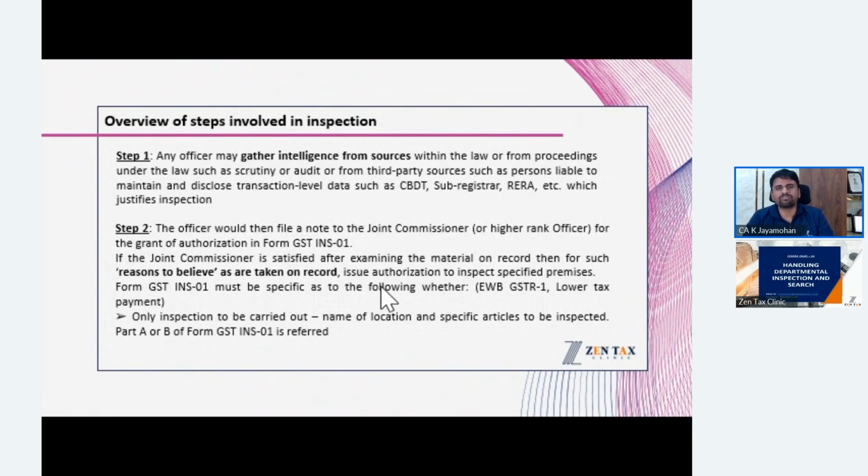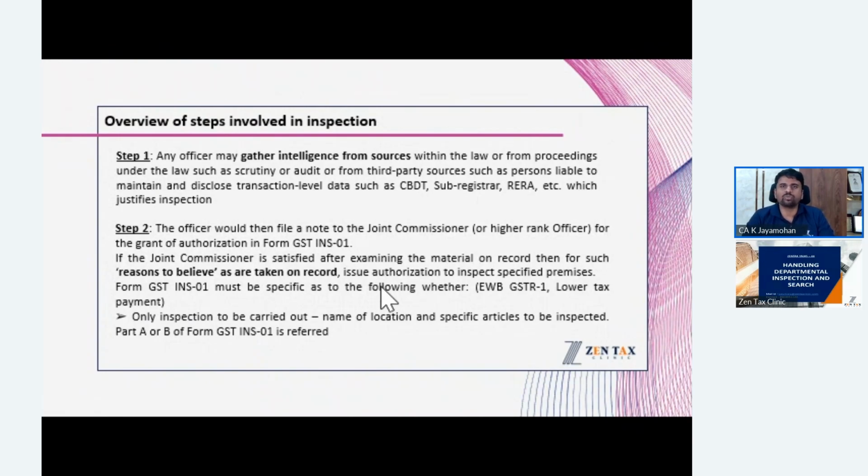So this reason to believe is of utmost importance to initiate the inspection proceeding. Once the data is accumulated, the proper officer gets approval from the Joint Commissioner in Form INS-1 to perform an inspection proceeding against a taxpayer. The Joint Commissioner should be satisfied with the reason to believe, which has been framed by the officer who has gathered the information. I have been talking about reason to believe for a while. So what does this reason to believe explicitly mean? Some of you might have already been exposed to this concept in income tax. Whereas in GST, what can this indicate?